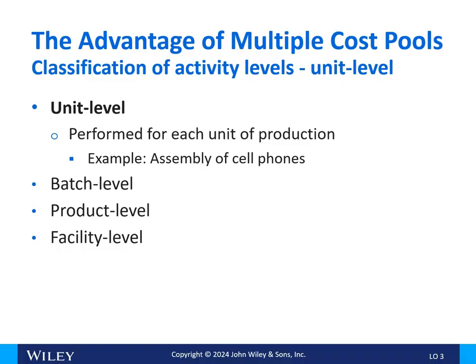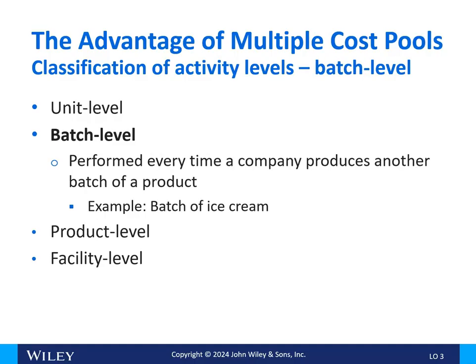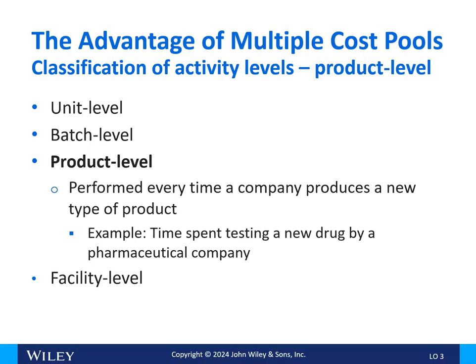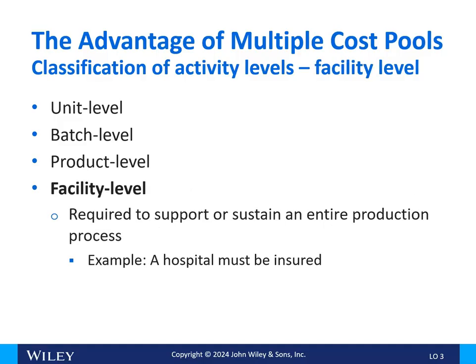We have different levels of activity. So we have a unit level, which is performed for each unit of production, so assembling cell phones. A batch level is performed every time a company produces another batch of a product. A product level is performed every time a company produces a new type of product. So time spent testing a new drug by a pharmaceutical company, for example. And then finally, facility level is required to support or sustain an entire production process. So it's not to a particular unit or to a particular product, it's for the whole factory.